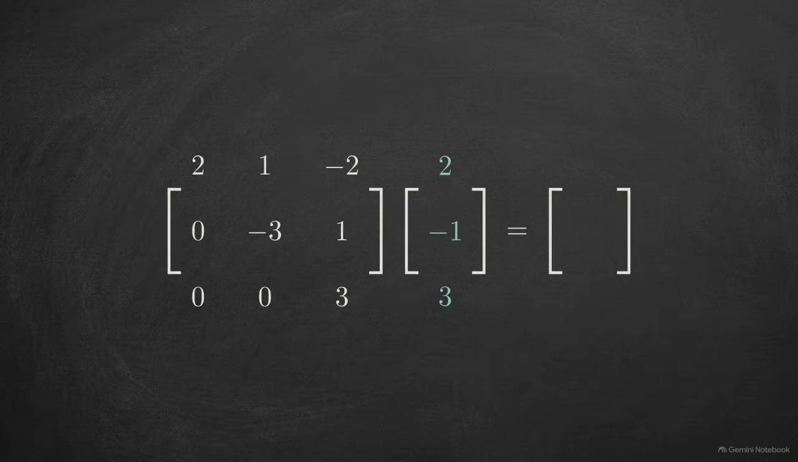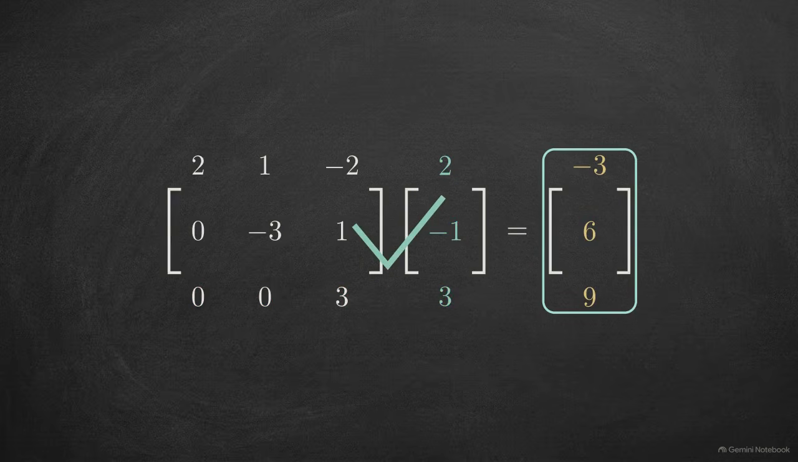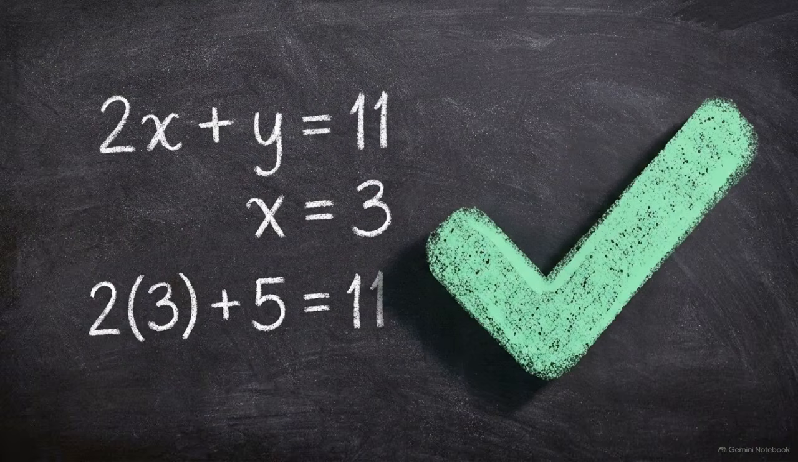To guarantee our math is correct, we run a check. We multiply our original coefficient matrix by our newly found solution vector. The resulting numbers match our original right side vector exactly. Passing this check confirms that despite the repeated row operations, our final values are perfectly consistent with the original system.